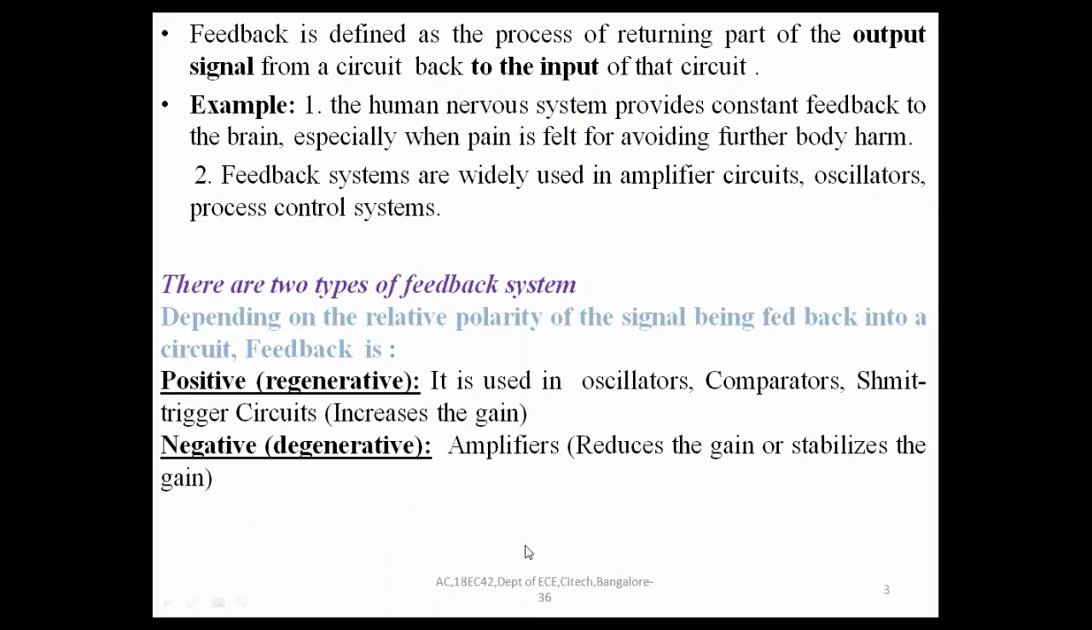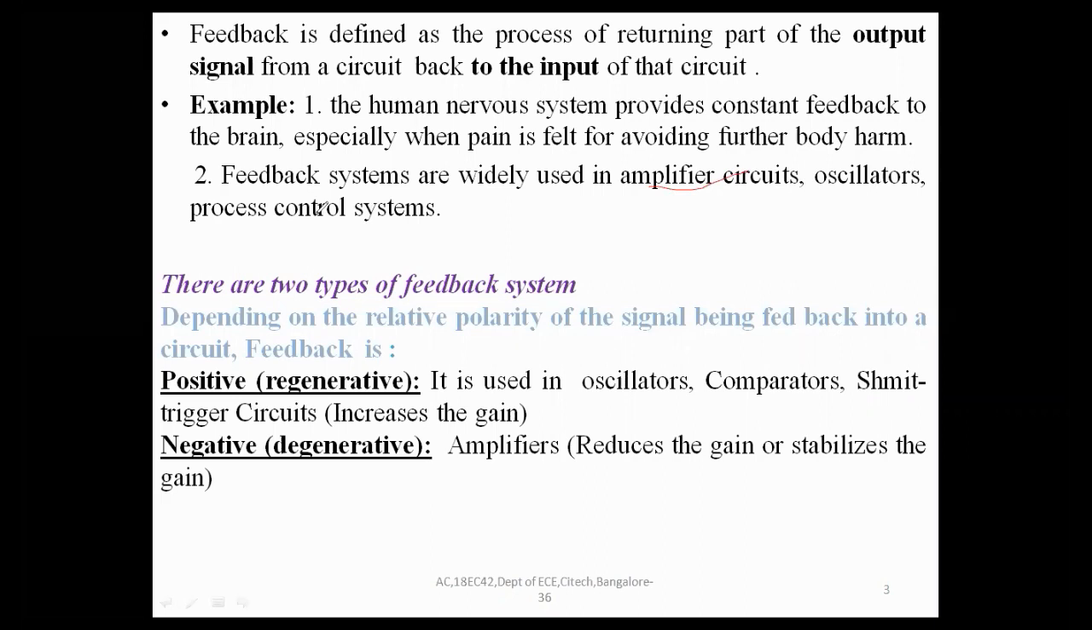Feedback is defined as the process of returning part of the output signal from a circuit back to the input of that circuit. Example: the human nervous system provides continuous feedback to the brain, especially when pain is felt, for avoiding further damage to the body. Feedback systems are widely used in amplifier circuits, oscillators, and process control systems.